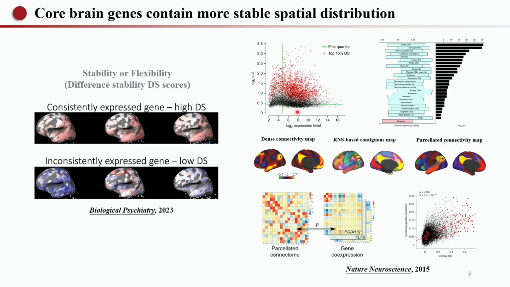These high DS genes are frequently enriched in core functional modules of the brain and are implicated in various cognitive disorders. Moreover, the co-expression patterns among these stable genes are also thought to contribute to the communication across large-scale brain networks.